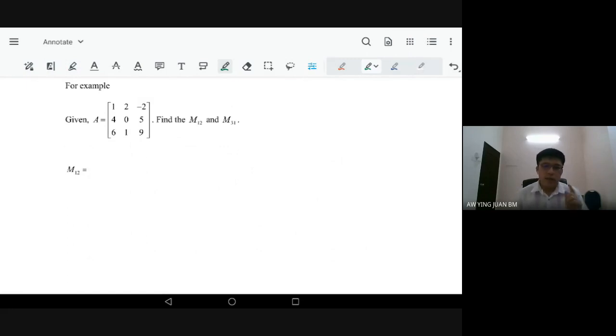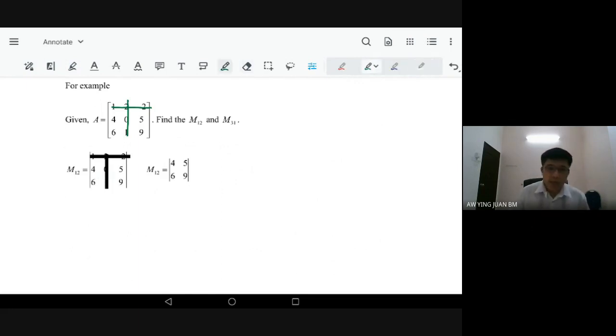Let's begin with the minor M12. Step number 1, copy the matrix. If not, you just refer to the matrix A. Next, refer to the matrix A, cross out 1, 2, meaning row number 1, and then close up or eliminate column number 2. Here we have the minor, which is 4, 5, 6 and 9. That is the process of how we eliminate.